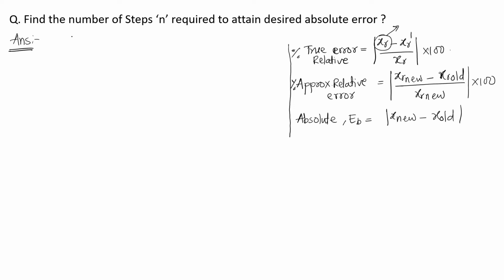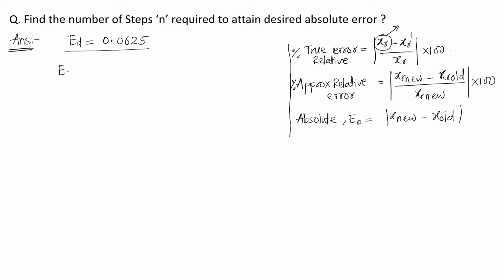Means if we are given some desired error, suppose it is given as 0.0625, we have to calculate the number of steps required to reach or go below that error. In the bisection method we can calculate the number of steps, and it is very simple.